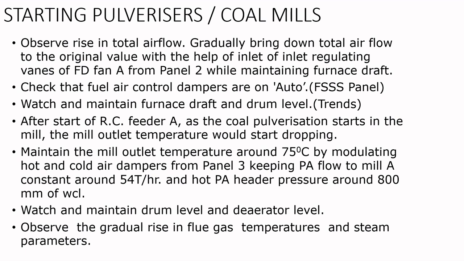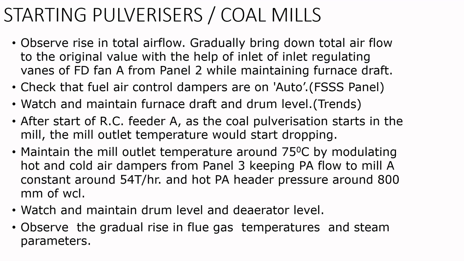Now check that the fuel air control dampers are on auto. That means on the FFLS panel you will see the fuel air dampers, that is A, B, C, D, E, F elevation air dampers. They can be put on auto, so you must check that they are on auto. Now watch and maintain the furnace draft and drum level. You can see the trends, and in the trends you can see the drum level also. If you want to see the furnace draft, you can go to the trends, and for the furnace draft, that will show you the furnace draft.